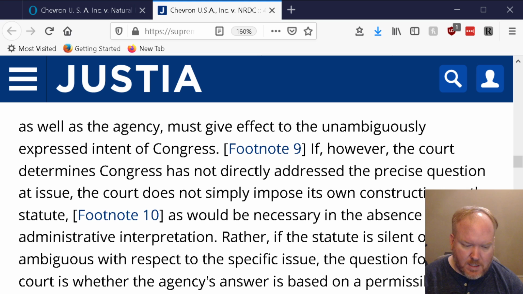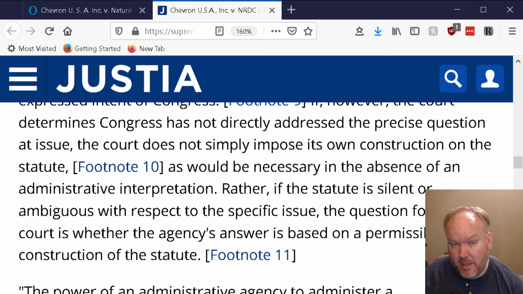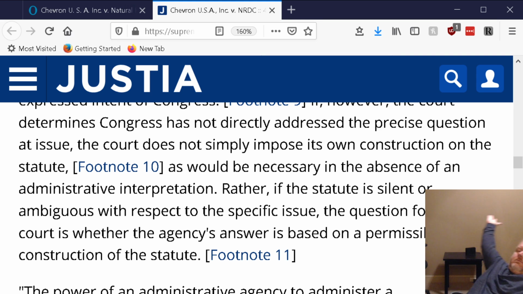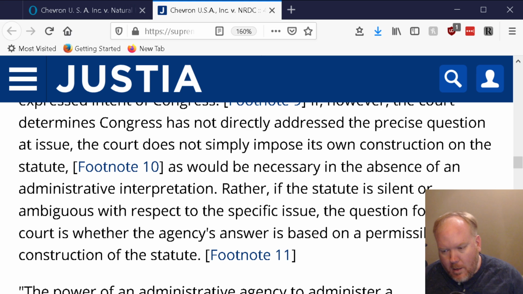What do we do when it's not clear? That's the question. If, however, the court determines Congress has not directly addressed the precise question at issue, the court does not simply impose its own construction on the statute. Yes, heaven forbid a court interpret the law. Heaven forbid a court say what the law means.